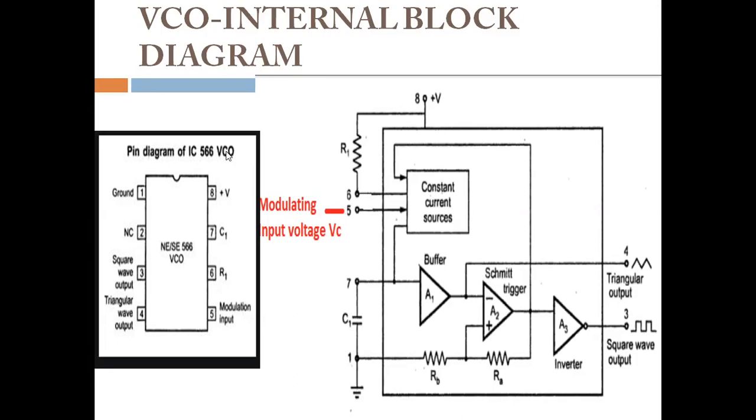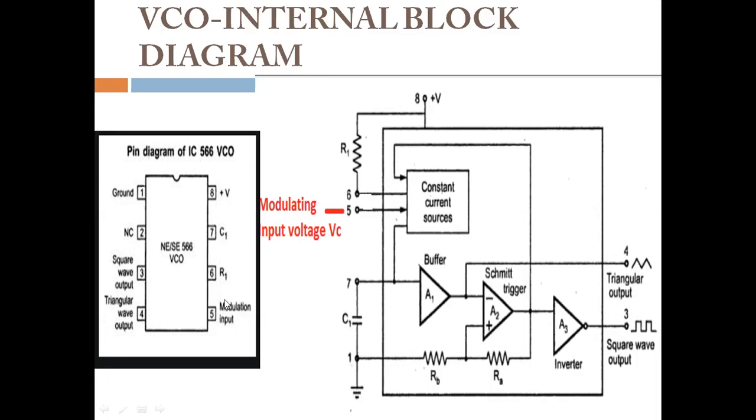IC566 is an 8-pin IC. Pin number 1 is connected to the ground, and in pin number 2 we don't have any connections. Pin number 3 is called the square wave output, so we can get the output square wave at this pin. Similarly, pin number 4 is the triangular wave output, which is nothing but the capacitor output.